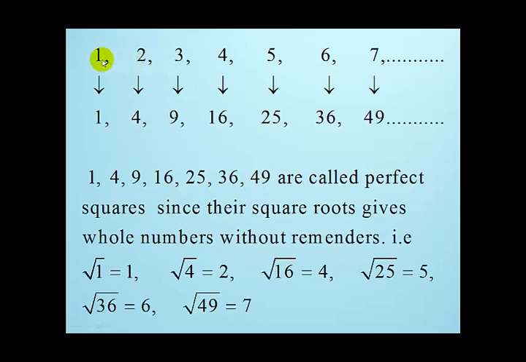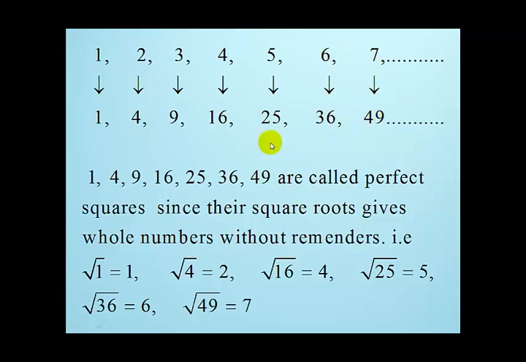We have the counting numbers 1, 2, 3, 4, 5, 6, 7 in that order. Now, when we square 1, the result is 1. When we square 2, the result is 4. Squaring 3 gives us 9. Squaring 4 gives us 16. When we square 5, the answer is 25. 6 squared is equal to 36. 7 squared is equal to 49, in that order.